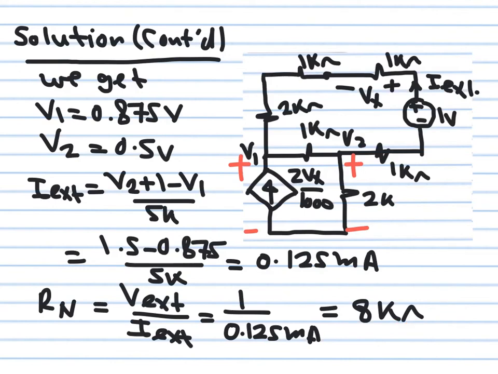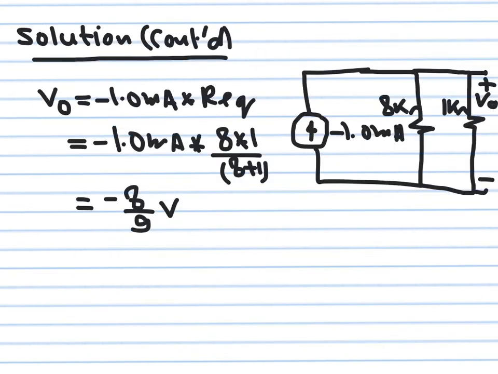And the last thing is simply to build the whole circuit with the Norton equivalent. The last circuit is what we have: 8 kilo ohm in parallel with 1 kilo ohm. This is the Norton circuit, and the Norton current is minus 1 milliampere. Then the output voltage is minus 1 milliampere multiplying this equivalent resistance, which is 8K in parallel with 1K. So you obtain minus 8/9 volts.